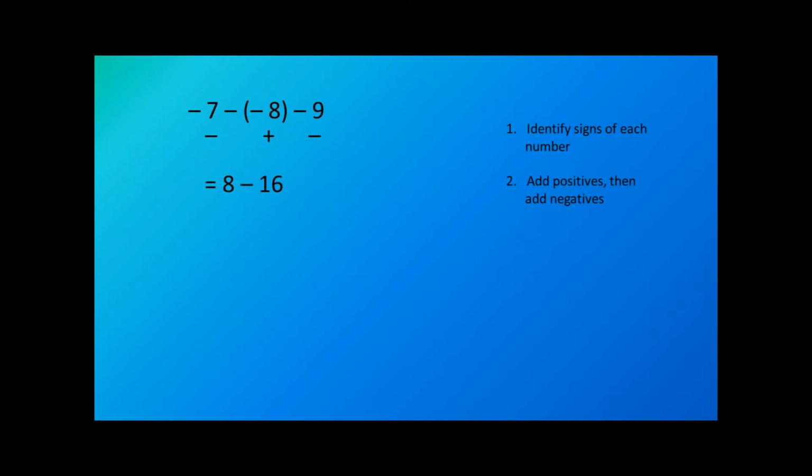So we've got 8 minus 16. Now we've got two numbers that are different signs. We subtract. 16 minus 8 is 8. And we use the sign of the larger number. Well, the 16 is the larger number, and that was a negative. So our answer is -16.